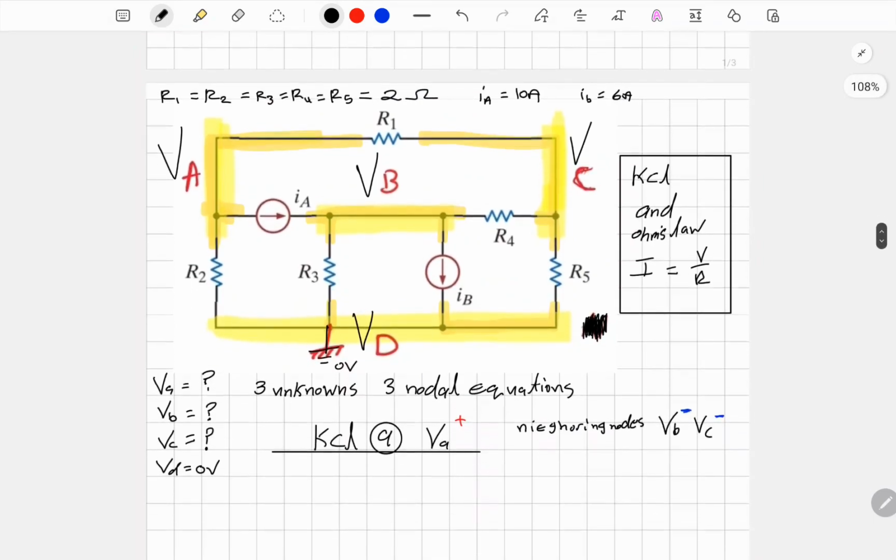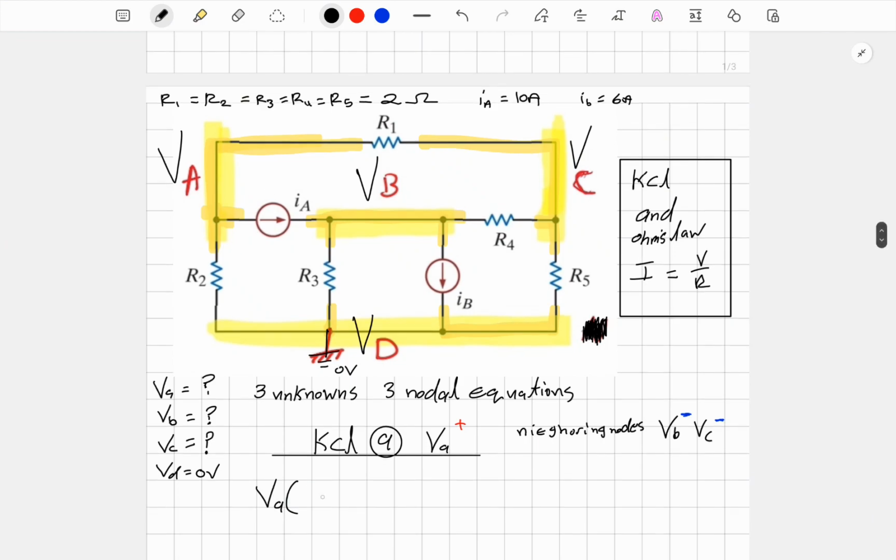So I'm going to be writing VA, and I'm going to look at any resistors that are attached to VA, and I'm going to multiply that by VA. So VA multiplied by R1, since it's attached, and R2. And it's going to be 1 over R1 plus 1 over R2. And you're probably wondering why. Well, we're doing KCL. We need currents. So looking at Ohm's law, I is equal to V over R.